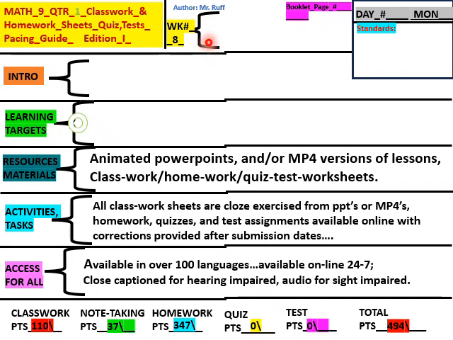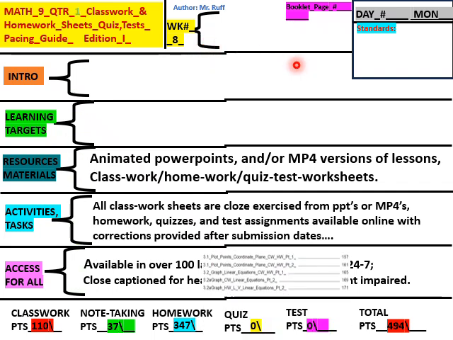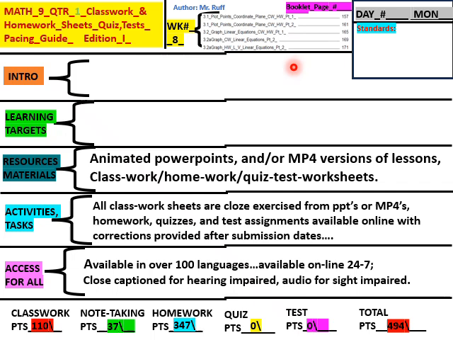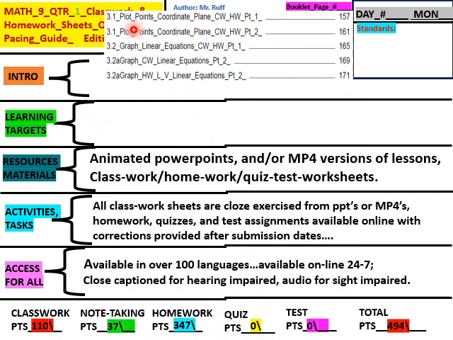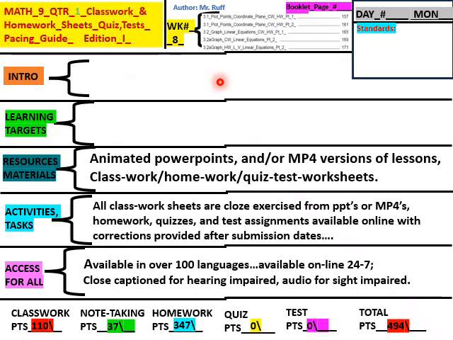Week 8, yay! Our lessons for Week 8, after our big Chapter 2 test, we go into Chapter 3 here. We start out at 3.1, plot points on coordinate plane, classwork and homework part 1. 3.1, plot points coordinate plane, classwork and homework part 2. Then 3.2, graph linear equations, classwork and homework part 1. 3.2 classwork linear equations part 2, and then 3.2 homework, linear equations part 2.